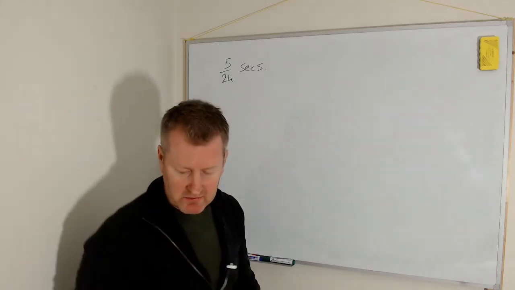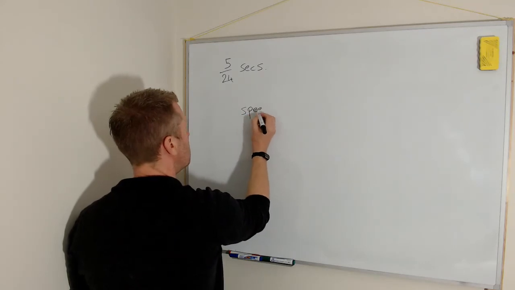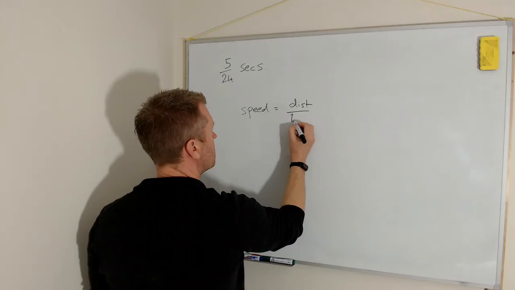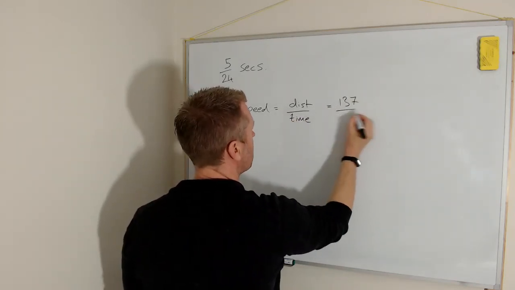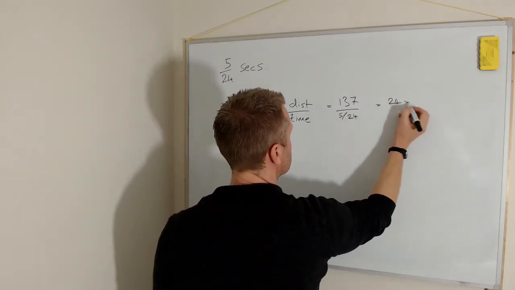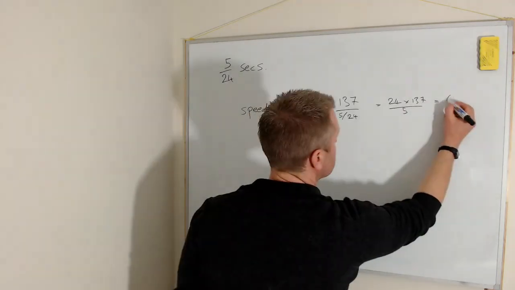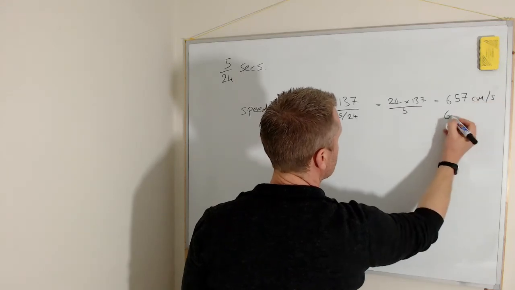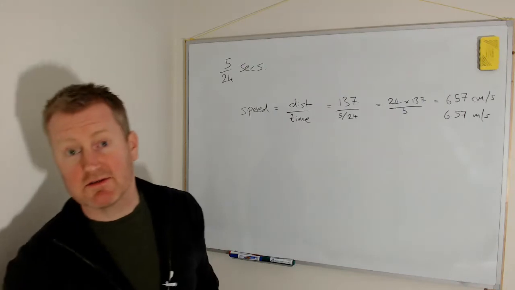Now if it's traveling at constant speed, we know from speed, distance, time that speed is equal to distance over time, and that is equal to 137 over 5 over 24, equals 24 times 137 over 5, equals 657 centimeters per second. That's 6.57 meters a second. That's if it's traveling at constant speed, but it doesn't. It starts off at 0.